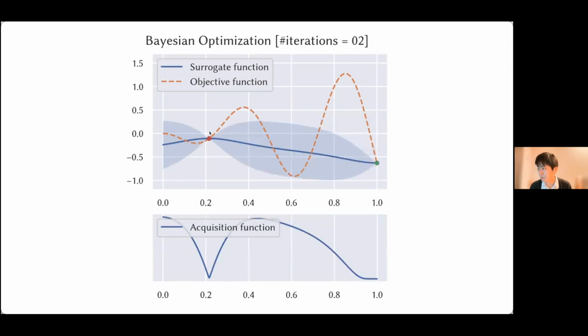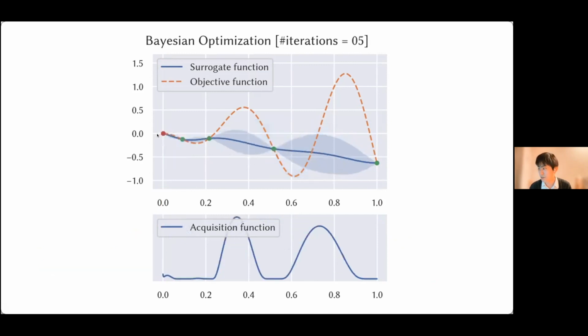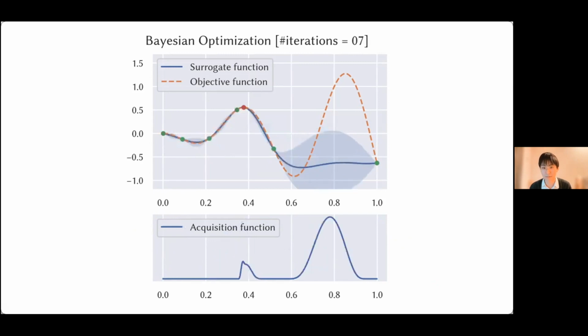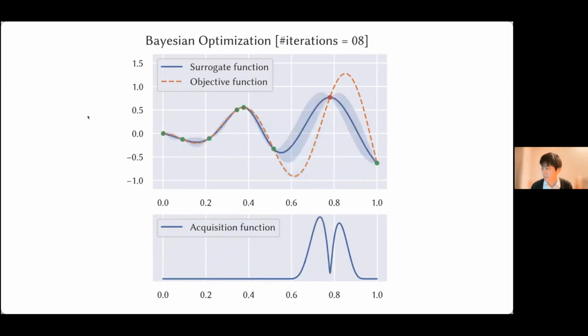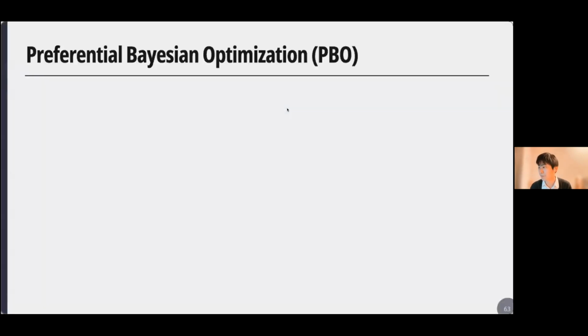Using the two observed data points, BO updates the estimated function and also the acquisition function, and then finds the maximizer of the acquisition function and observes this point. This procedure is repeated several times like this. And in this case, we could find a very nice solution with only 12 iterations, which is very efficient. So this is how standard BO works.